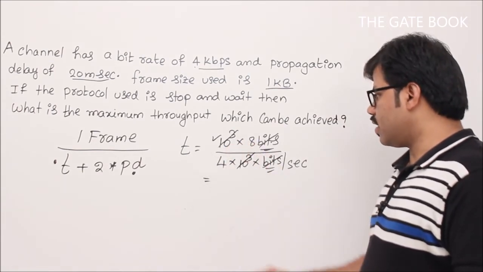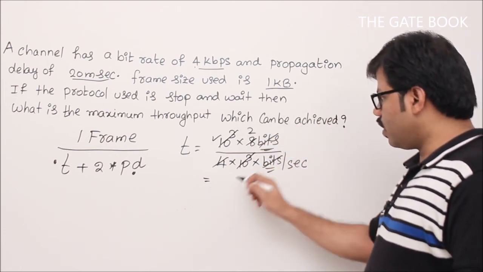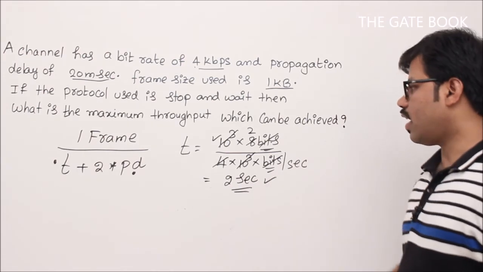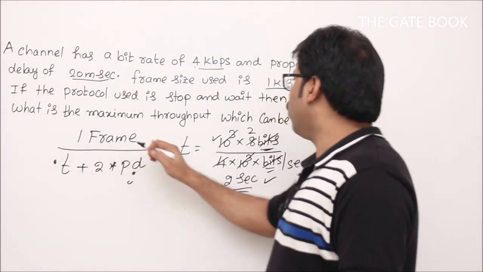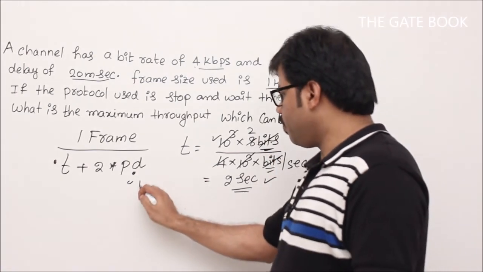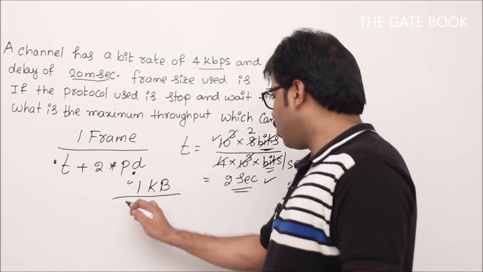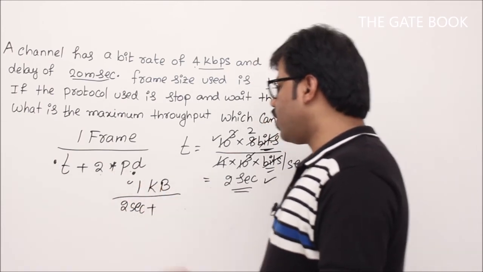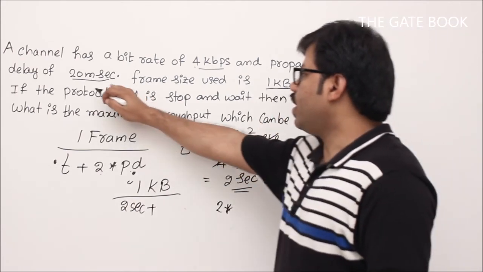10 cube will be cancelled, then 4 to the 8. So here that second, if it goes to the top, then it will become seconds, 2 seconds, right? So finally transmission time is 2 seconds, correct? Now what is the frame size? One frame equal to 1 kb. So 1 kb by T, which is nothing but just now I got 2 seconds, plus we have to simplify 2 into propagation delay. 2 into propagation delay is nothing but 20 millisecond.